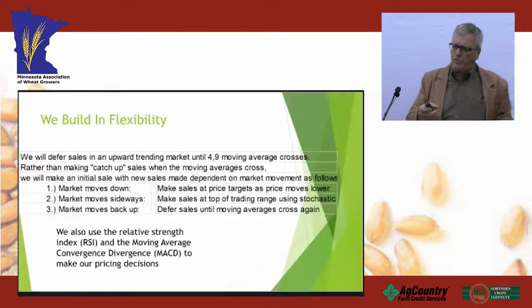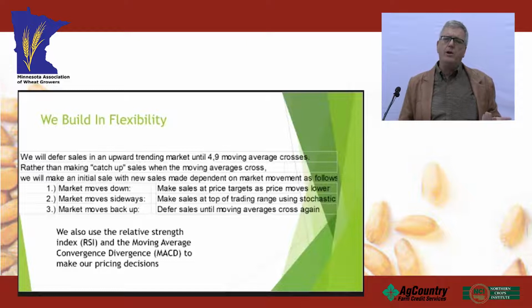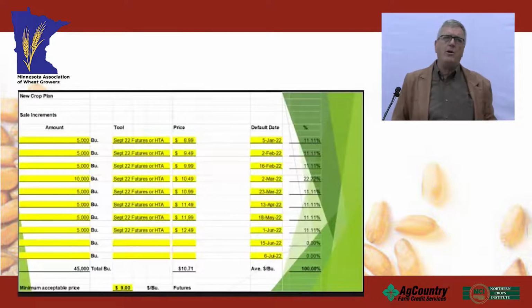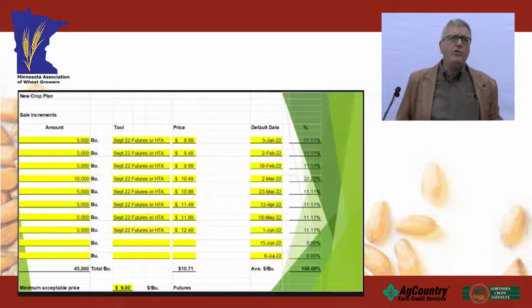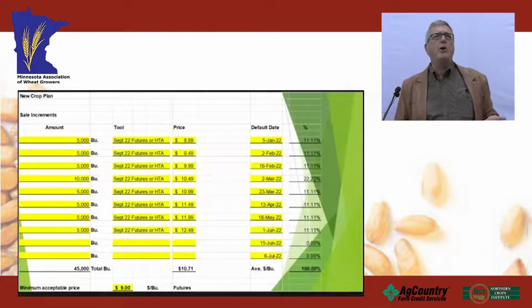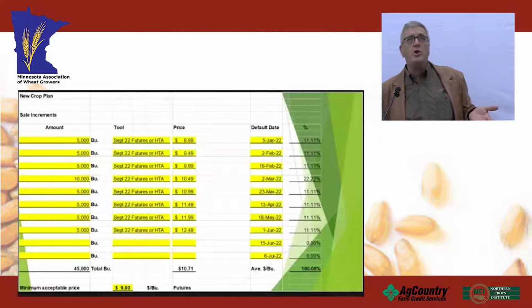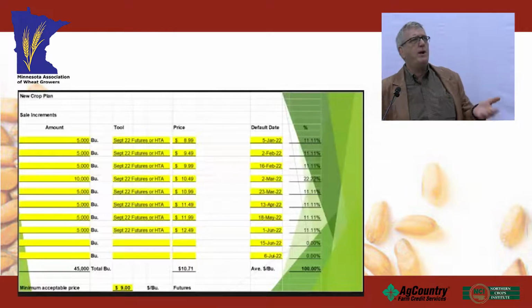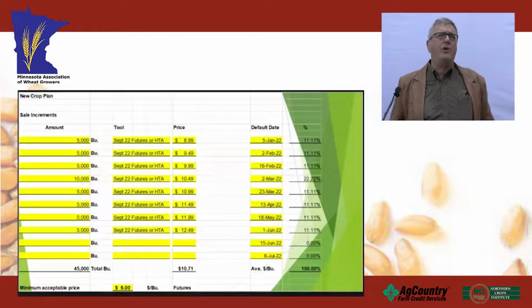So back to the initial slide. If we were able to achieve all of the price targets that we had in the plan, we were going to have a $10.71 futures average on our pre-harvest sales, which, by the way, would have been a really historically good average because we've had very few opportunities where we've been able to get close to that $11 mark.